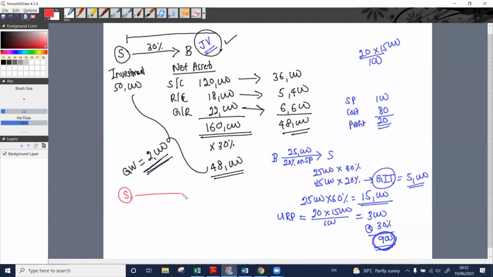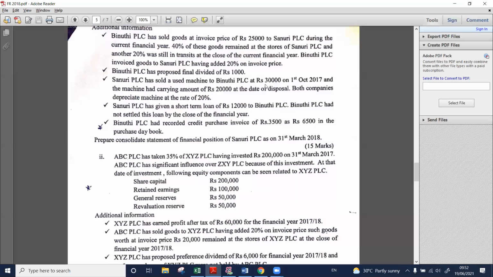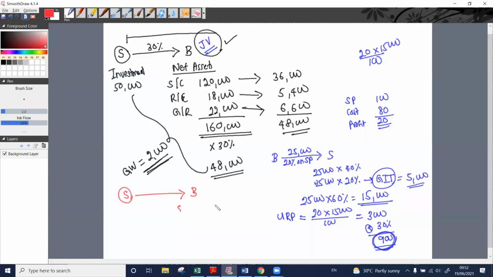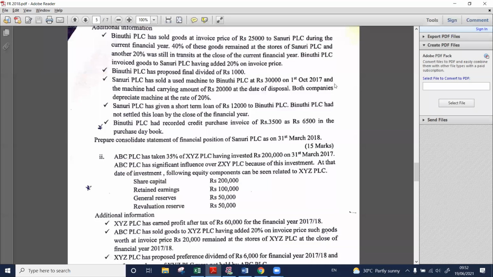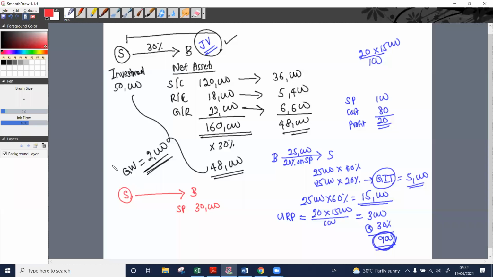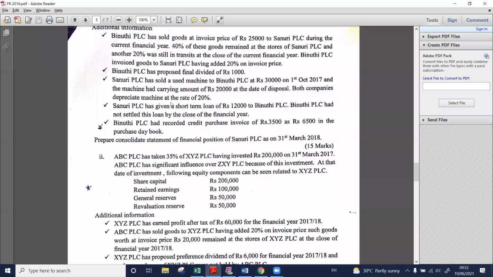Sanuri PLC has sold a used machine to Binuti PLC at 30,000. Right? The selling price is 30,000, on 1st October 2017. And the machine had a carrying amount of 20,000 at the date of disposal.